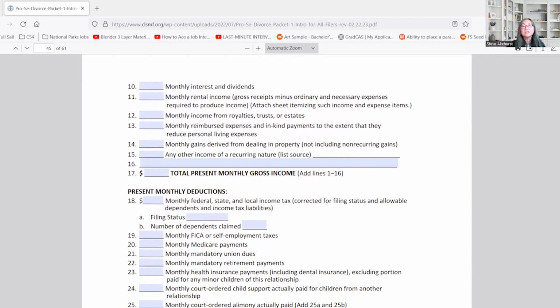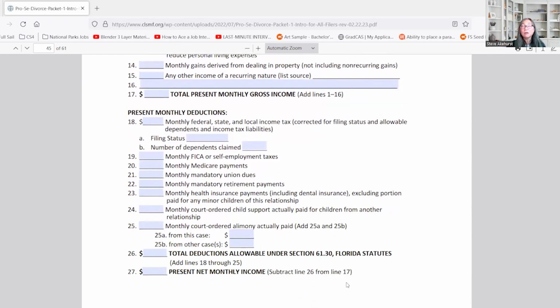So next is your monthly deductions. I would definitely recommend looking at your pay stub, because you can't know how much is deducted. You'd have to write your monthly deductions, any Medicare payments, FICA or self-employment, any retirement payments, anything that's deducted from your salary. Or if you're paying child support, you're going to write that. Or if you're paying alimony, you're going to write it. Once you get all that, you're going to total your deductions.